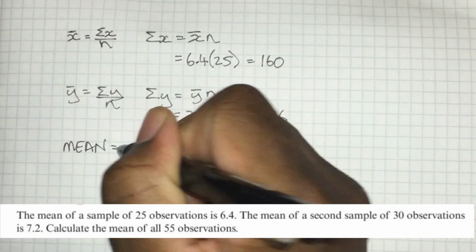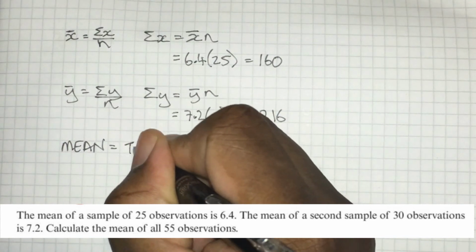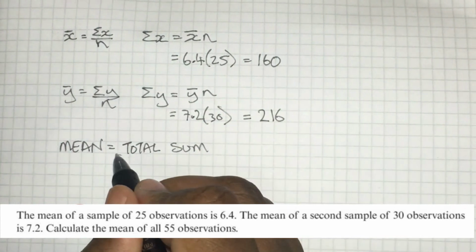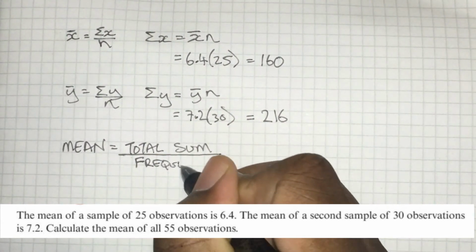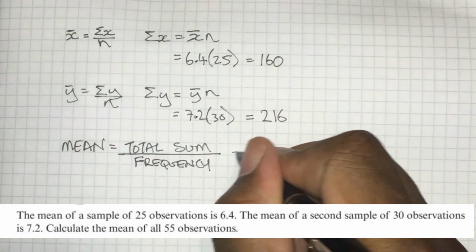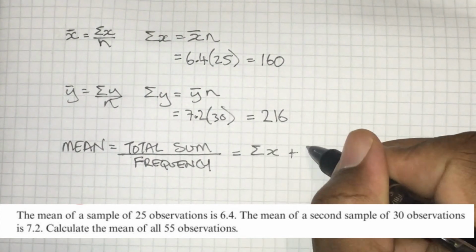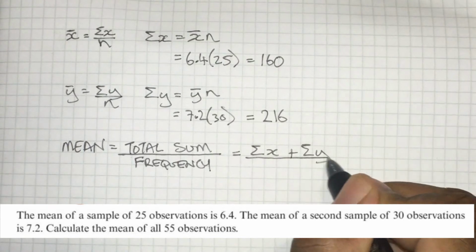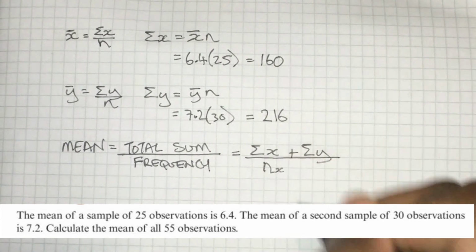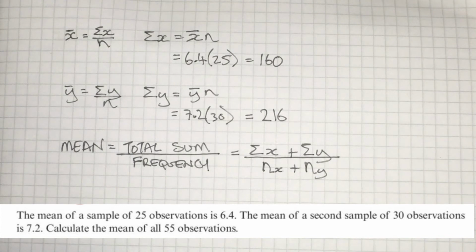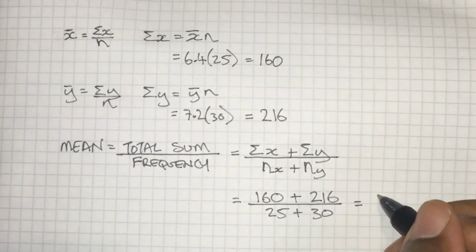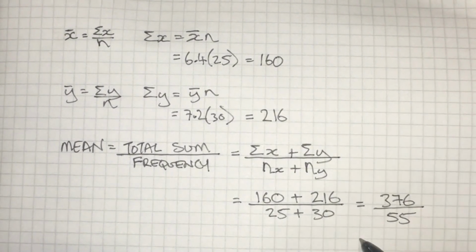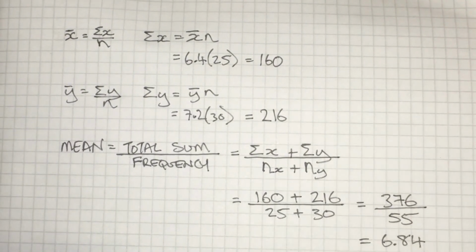So the mean for those two sets together is going to be the total, or the sum, divided by the total frequency. So that's sum X plus sum Y, and we're going to divide by the two frequencies. I'm going to differentiate them with NX and NY, the frequency for the X values and the frequency for the Y values. So that calculation gives us 376 over 55, and just quickly into the calculator, 6.84 is the combined mean for all 55 observations.